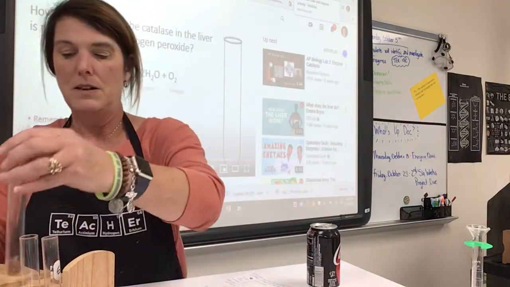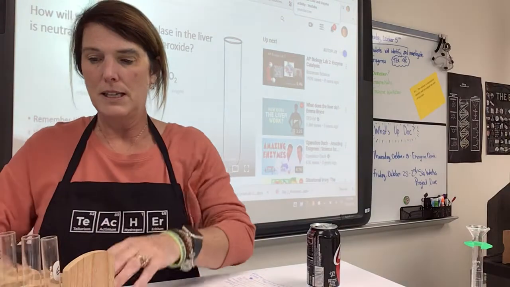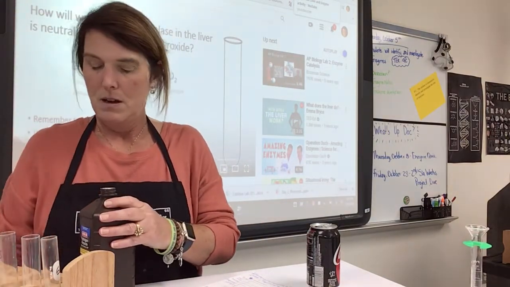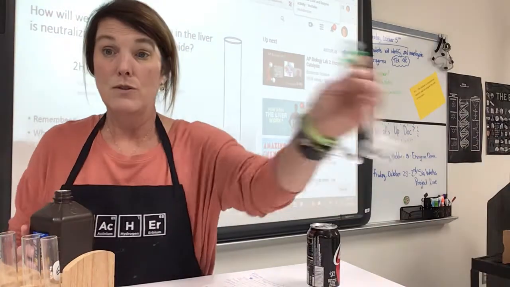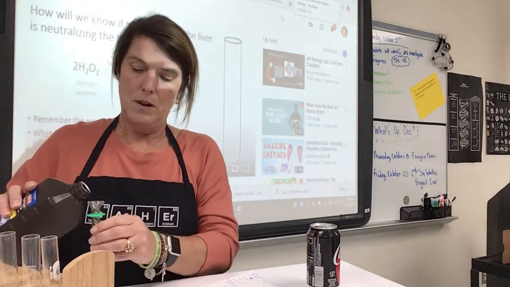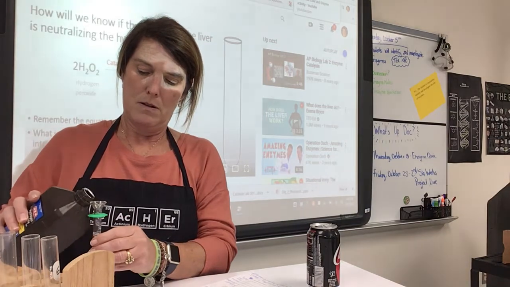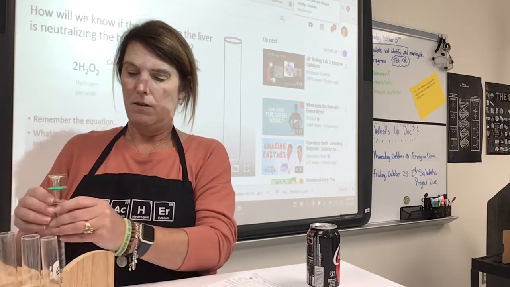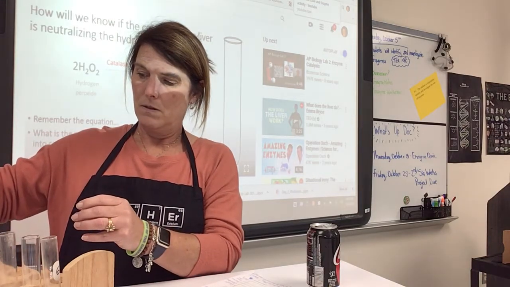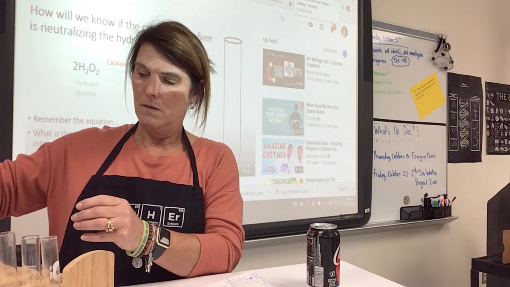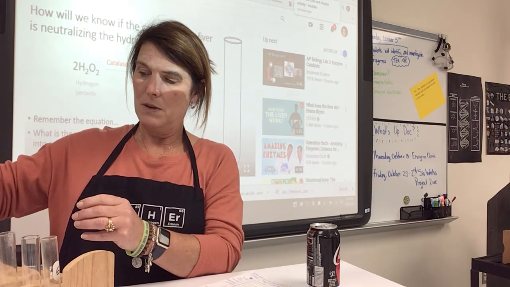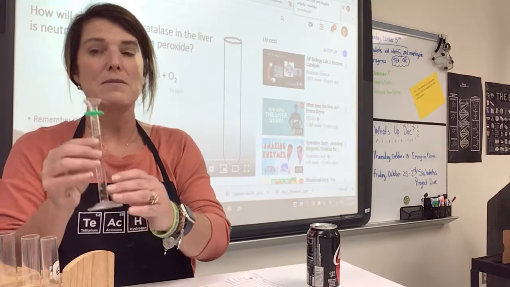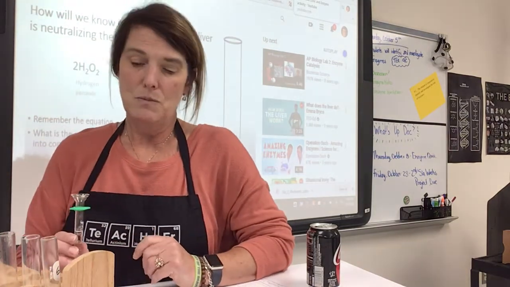Okay, so now here's the thing. The instructions in this lab say we are going to add 10 milliliters of hydrogen peroxide. So, a little too much. I needed to be over a sink when I did this so I could pour it out. I'm pouring it in a cup beside you guys. Okay, so I have 10 milliliters of hydrogen peroxide.